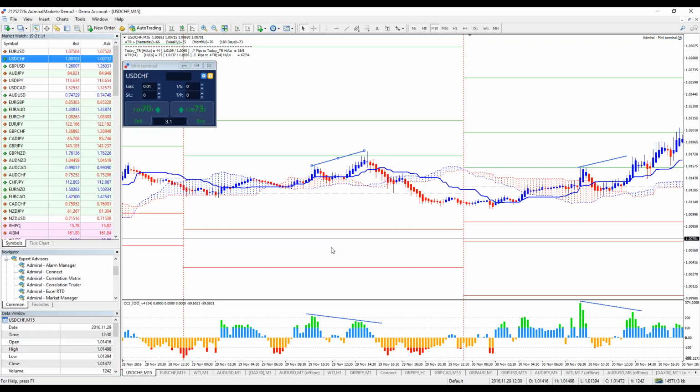It's called Countertrend. So in order to trade Countertrend, first of all, ATR should be at least 80% full. Okay.